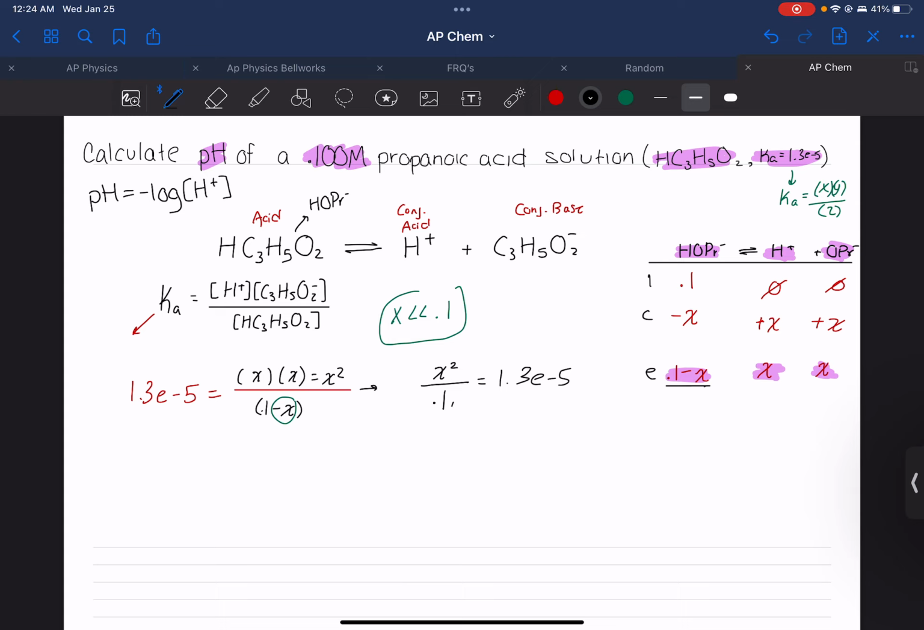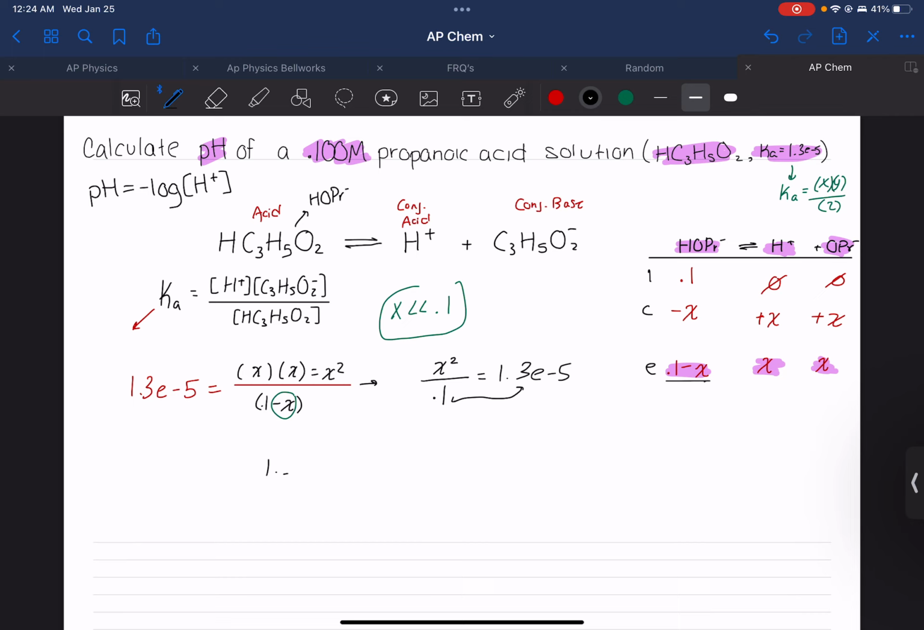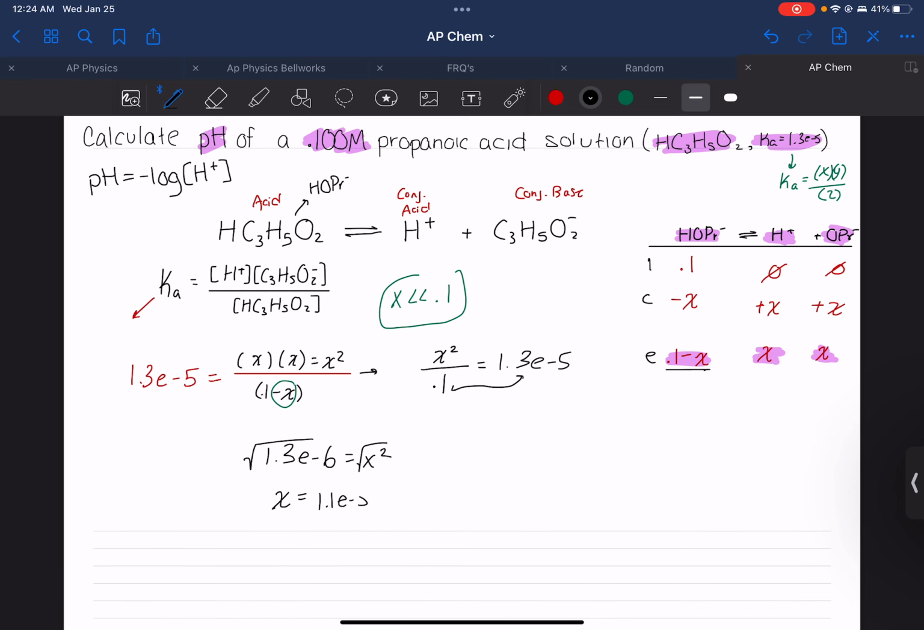So I'm going to multiply to get rid of the denominator, and I'm multiplying by 0.1, so I know that it's just going to move from 1.3 E negative 5 down to 1.3 E negative 6 equals X squared. And now you have to take the square root of both sides to solve for X. And once you take the square root of both sides, you get that X equals 1.1 E negative 3. And X is equal to your concentration of H+, right? They are directly proportional, and it also says it right here.